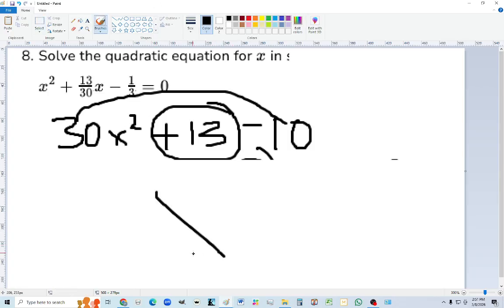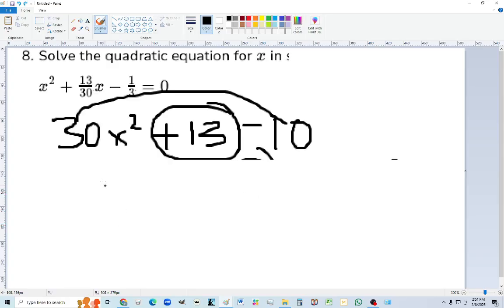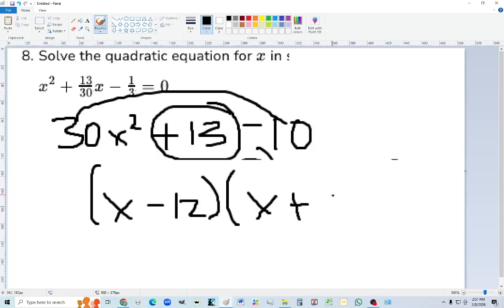So the numbers that multiply out to negative 300 and add up to 13 are 12 and 25. But because 13 is positive and this is negative, this has to be positive and this has to be negative. So negative 12 and plus 25. Using slip and slide method, x minus 12, x plus 15. Is that right? That's not right. X plus 25. There we go.